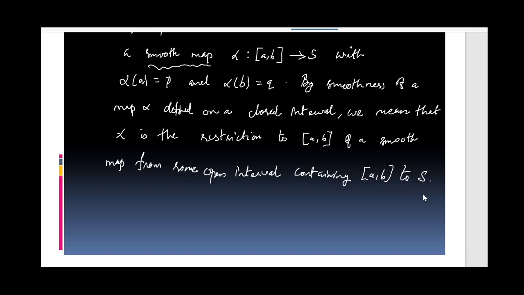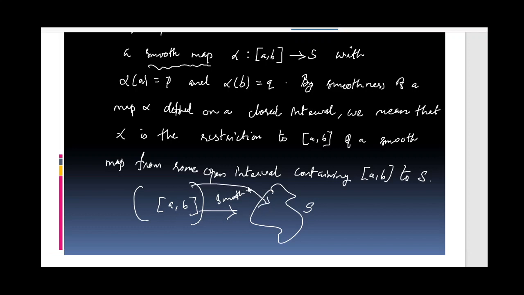to our surface S. So this we have discussed many times. That is, whenever we say there is a smooth map from the closed interval [A, B] to our surface S, it actually means that we should consider an open interval containing [A, B] and define a map from this to our surface. Suppose this is alpha tilde. Then alpha tilde restricted to [A, B] is our alpha. So this is the condition, where alpha tilde is defined from some open interval to our S.